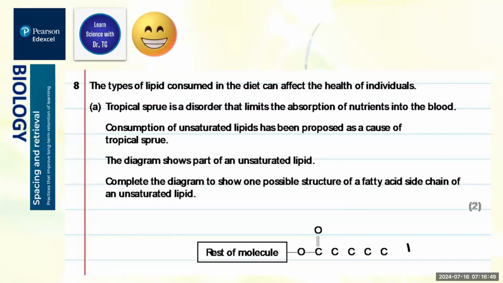The types of lipid consumed in the diet can affect the health of individuals. So we have discussed in the classroom this theory: saturated fatty acid and unsaturated fatty acid. Saturated fatty acids bring more health risk than unsaturated fatty acid.